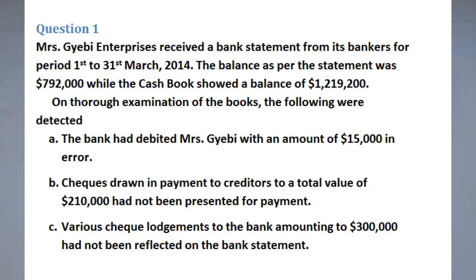A. The bank had debited Mrs. JB with an amount of $15,000 in error. Okay, so that is a wrong debit. Take note of that. B. Checks drawn in payment to creditors to a total value of $210,000 had not been presented for payment. C. Various check lodgements to the bank amounting to $300,000 had not been reflected on the bank statement.